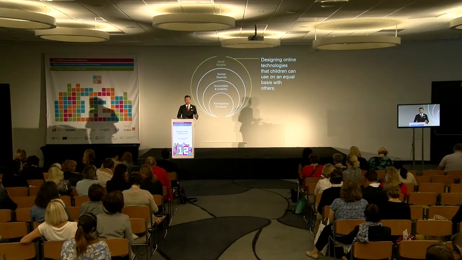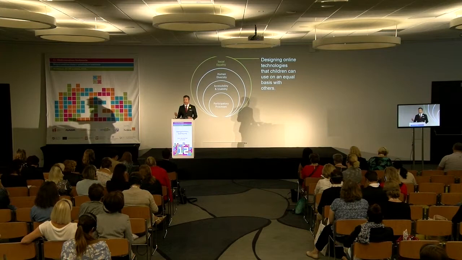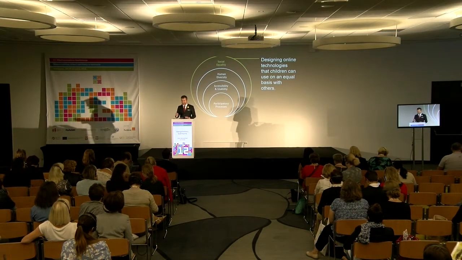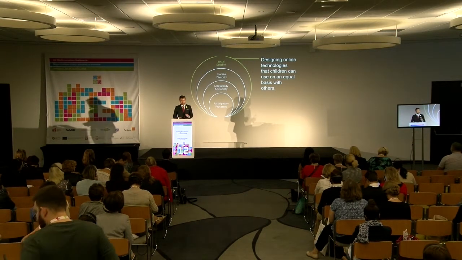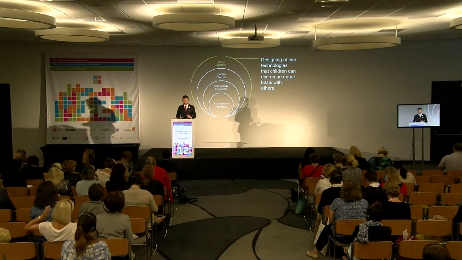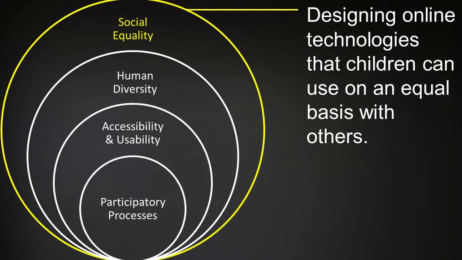So, starting from the first principle, social equality. Universal design for child online safety is about designing online technologies that children can use on an equal basis with others. None of us are seeking to exclude children from online environments. We want children to take advantage of the knowledge, the information, and the communications potential that the internet and the World Wide Web provides. But as our point of departure, we have to consider how we can ensure that children can use those technologies as effectively, efficiently, and satisfyingly as anyone else.